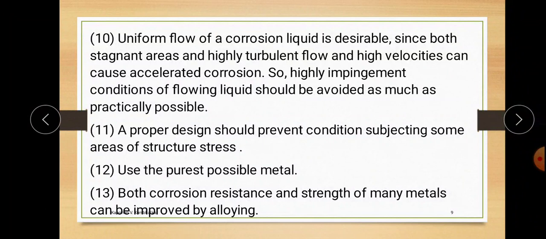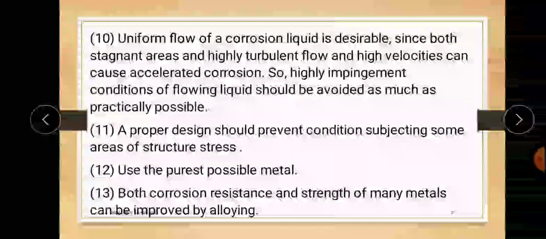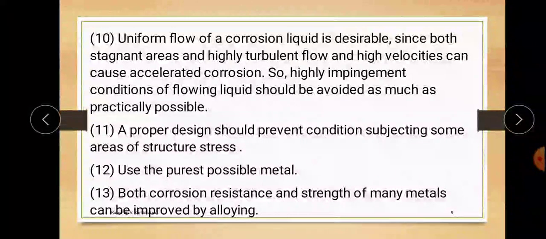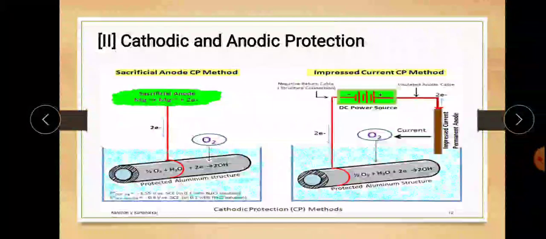And the last point, the thirteenth point, is that both corrosion resistance and strength of many metals can be improved by alloying. So several corrosion resistant alloys have been developed for specific purposes and environments. For example, stainless steel containing chromium produces an exceptionally coherent oxide film which protects the steel from further attack. So this is all about designing and material selection to prevent or minimize the corrosion rate. Now the next point is cathodic and anodic protection.